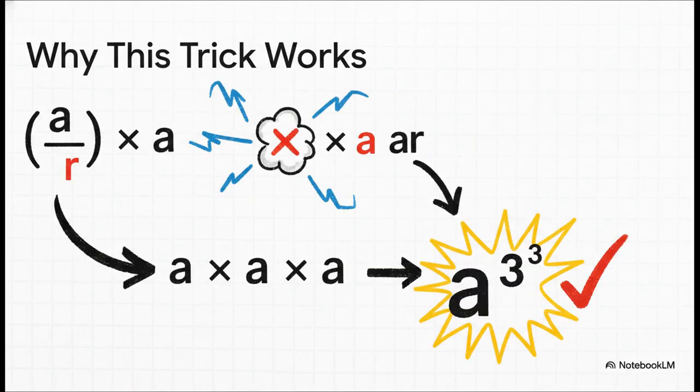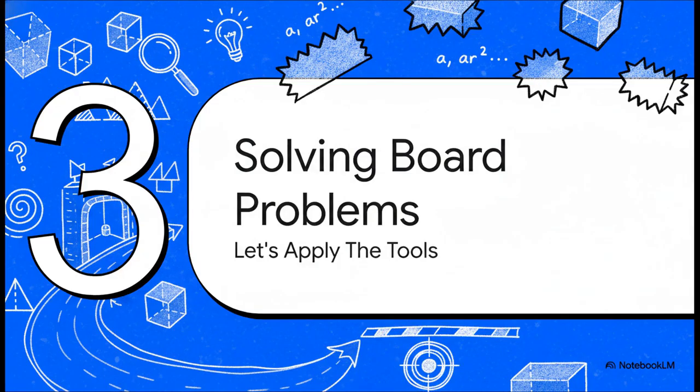And here is where the magic happens. When you multiply these 3 terms together, just look at what happens. The R on the bottom of the first term and the R on the top of the last term, poof, they just cancel each other out. You're immediately left with A cubed. This makes finding A so incredibly simple. Trust me, for certain problems, this is a total game changer. Okay, theory's covered.